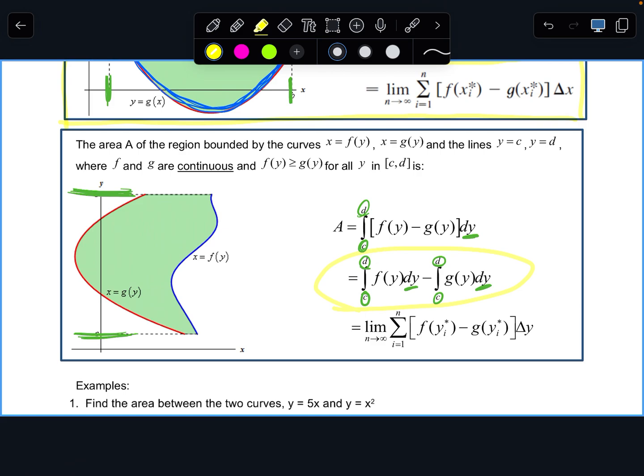It's hard to tell which function is above or below when you're doing y things, so think of turning this so that the positive x-axis is now the positive y. You're going to turn it this way. Your upper bound on this one would be this guy, f of y, minus your lower bound.